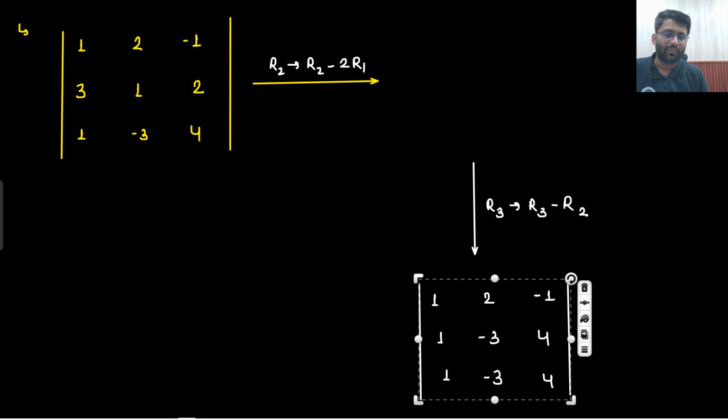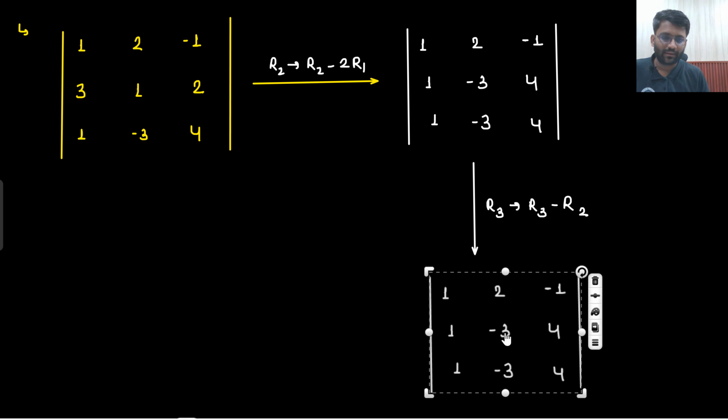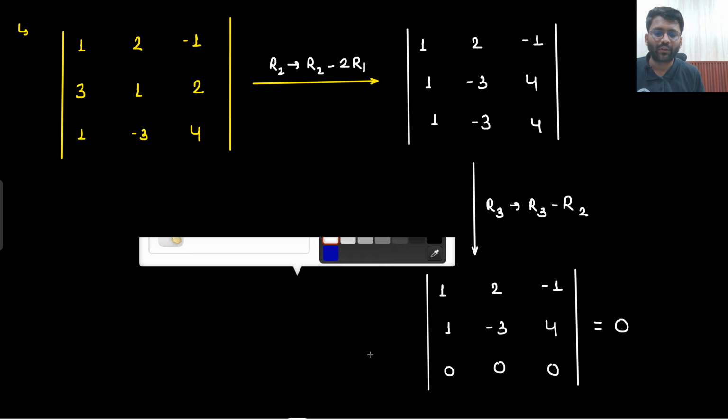Just the point is that this last row will become 0. And you know that if any of the rows or columns are 0, then the determinant value will be 0. So your answer is coming out to be 0. From here, one more conclusion you can make. What conclusion can you make?